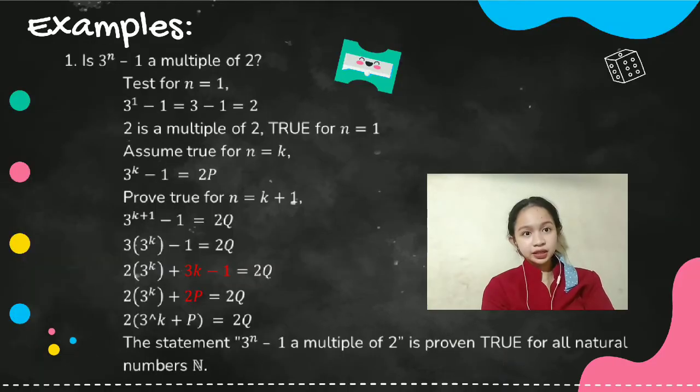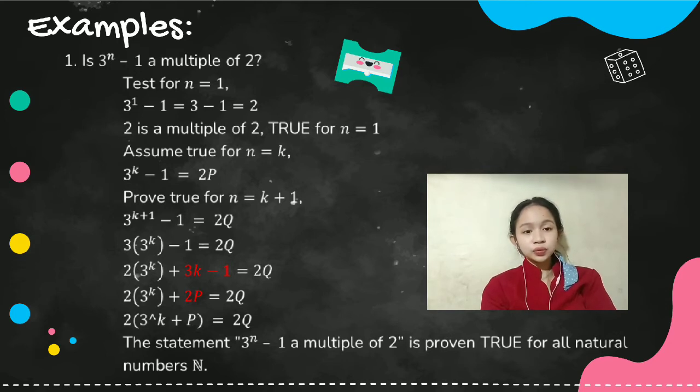Then let's proceed to the example of mathematical induction. Number 1: 3 raised to n minus 1, a multiple of 2. Test for n equals 1. Then, simplify. 3 raised to 1 minus 1 equals 3 minus 1 equals 2. Then, 2 is a multiple of 2. So, true for n equals 1.